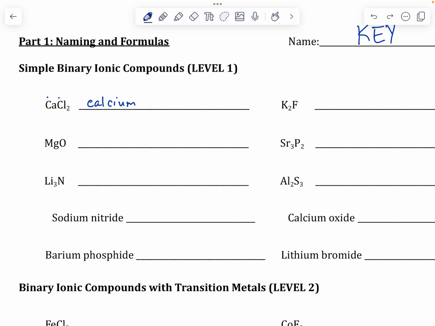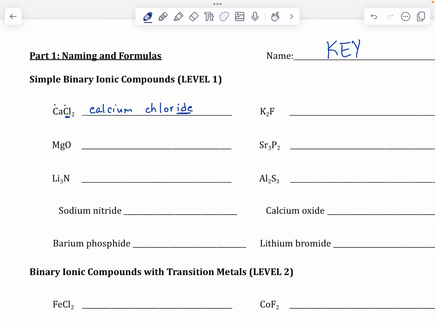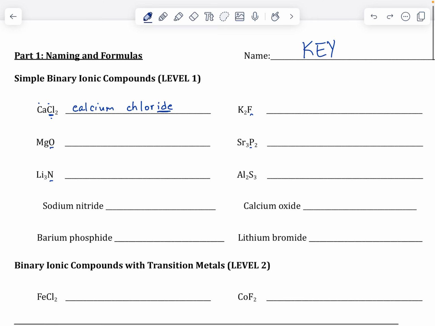And then, of course, because chlorine is the nonmetal here, and it is by itself, not a part of a polyatomic group, we take chlorine's name and change the ending to "ide." So it's any time you have our nonmetals by themselves, like chlorine or oxygen, nitrogen, fluorine, phosphorus, sulfur, and so on. So doing a couple more here.